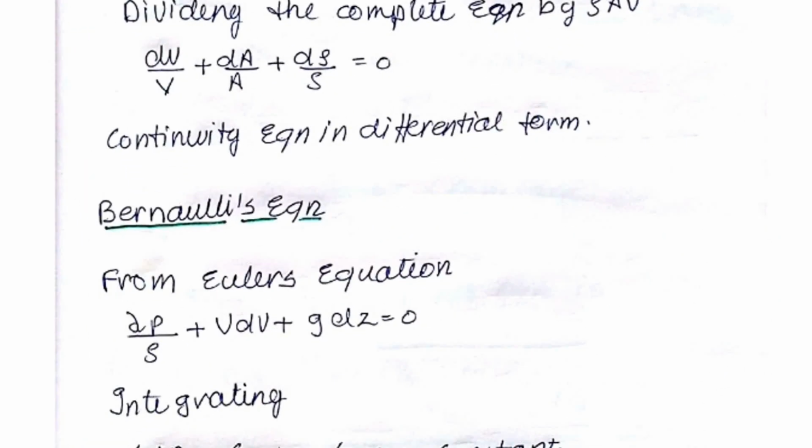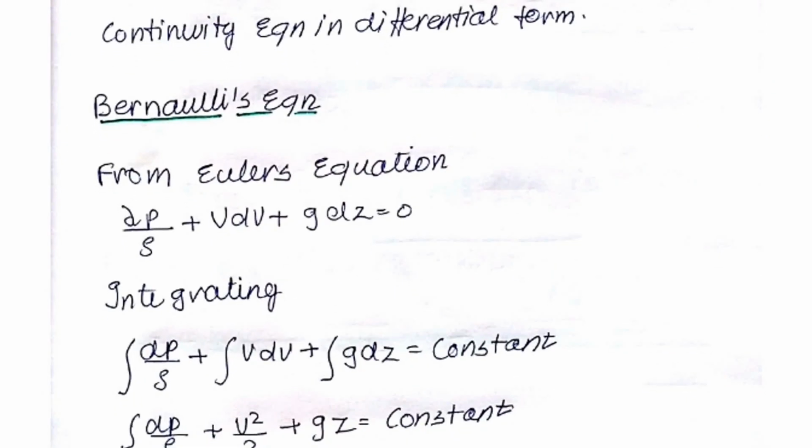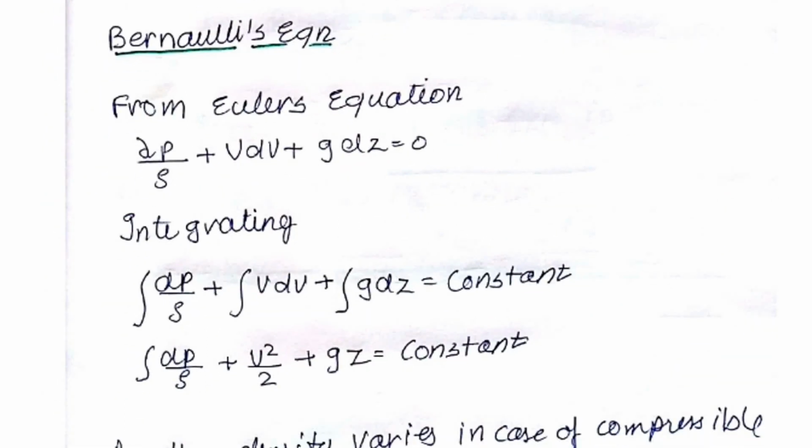And now we will understand the Bernoulli's equation for a compressible flow. From Euler's equation, we have found this particular relationship. If we integrate this, we get the integration of dp divided by rho, plus the integration of V into dV, plus the integration of g into dz, and that will be equal to constant, because the 0 will become constant upon integration.